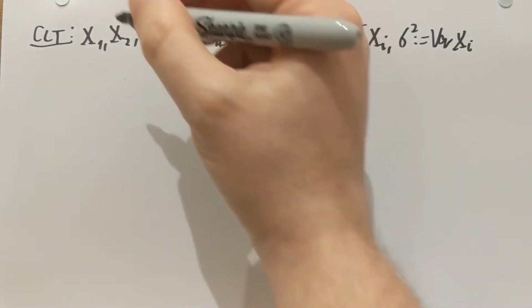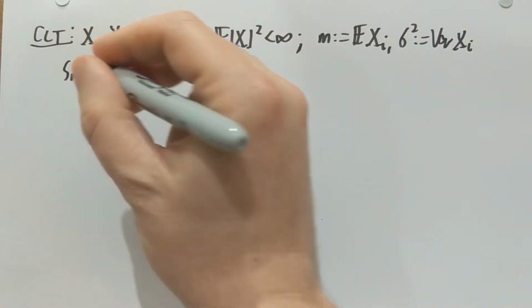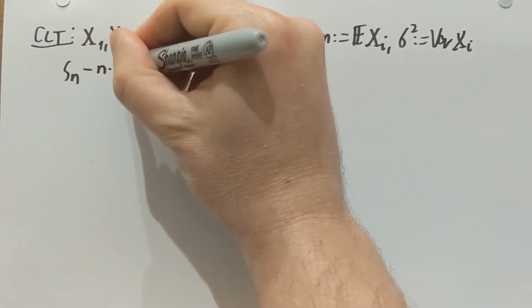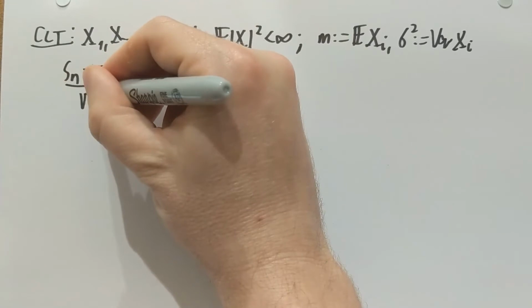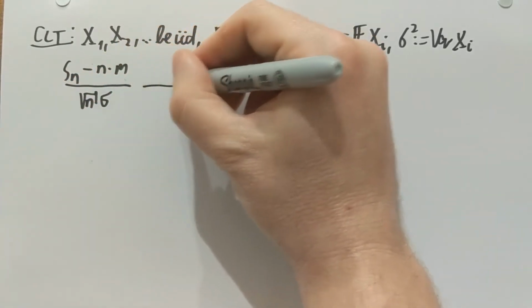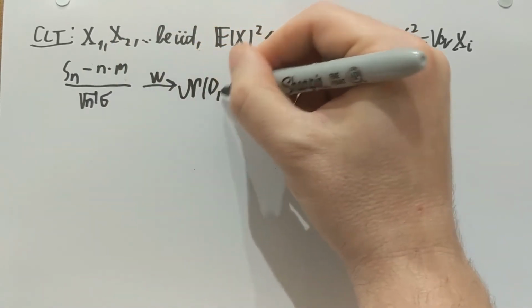Okay, and then the statement is that if I look at the sum of the first n, which is again denoted by Sn as usual, minus the mean of Sn, which is n times m, over the standard deviation of Sn, which is square root n times sigma, then the law of this converges weakly to standard normal.